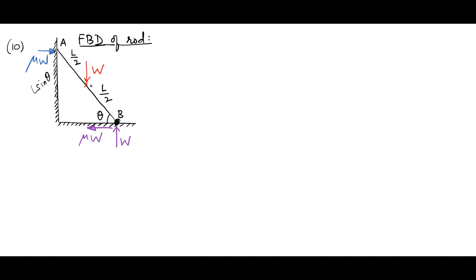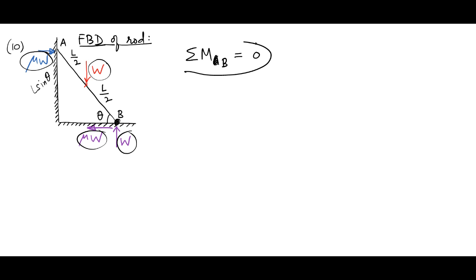In fact, I'll do just what I said right now. I'll take the total moment, sigma MB, about endpoint B. We know it's equal to 0 for equilibrium, and there are only two forces which have a non-zero moment about B. One of them is this weight, and the second one is mu W. This mu W and this W do not have any moment about B, for the simple reason that they pass through B. So we won't consider these two forces in the left hand side of this equation.